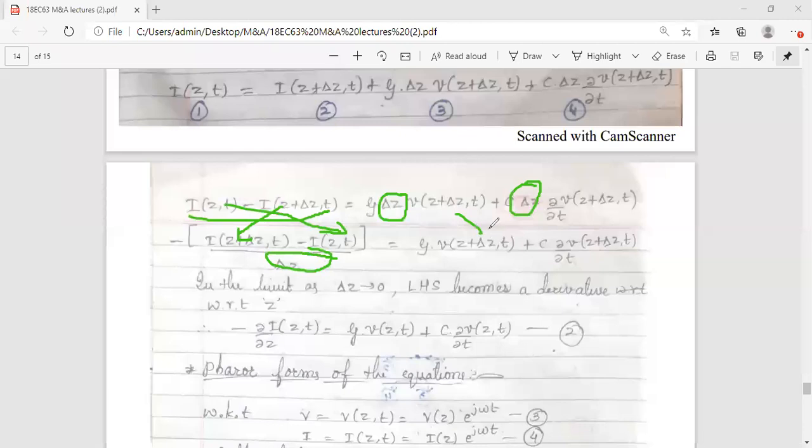I will put number 1 and number 2 on the left hand side, and 3 and 4 at the right hand side. Take negative sign common here. So this will become your first term. This will become your second term. In the RHS, delta Z is common. Take that outside and keep it in the denominator of the LHS. Okay. So the remaining 2 terms I have written as it is.